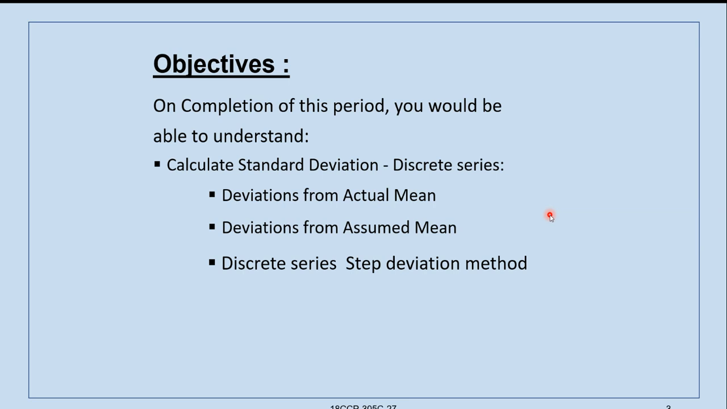in three methods in discrete series, that is deviations taken from actual mean, deviations taken from assumed mean, and step deviation method. This is of course an extension of deviations from assumed mean, because we will take assumed mean and we will calculate the step deviation.